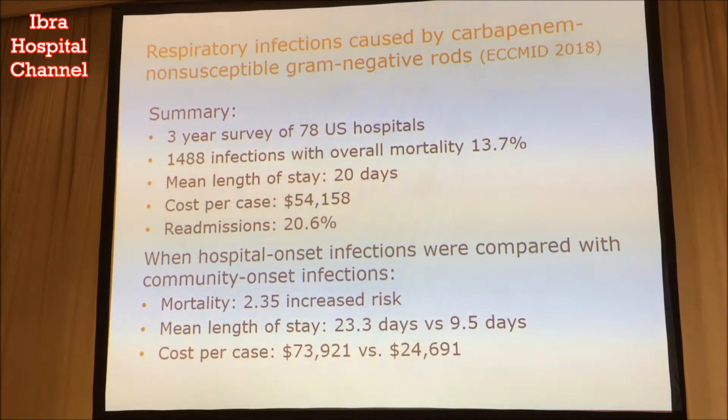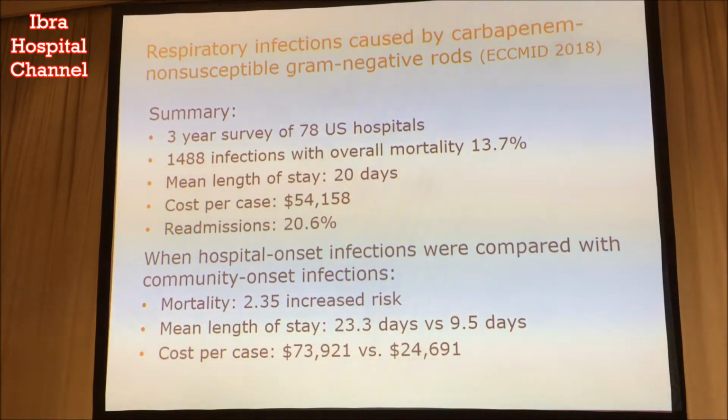If you look now, just focus on the infections that developed in the hospital and compare those with the infections that developed in the community with these drug-resistant organisms, what we found is with the hospital-acquired infections, there is a 2.3-fold increased risk of mortality. The mean length of stay went from 9.5 days to 23.3 days, and the cost per case went from $24,000 to almost $74,000.